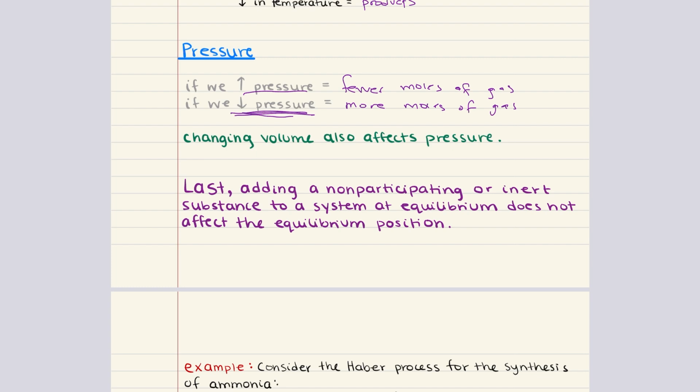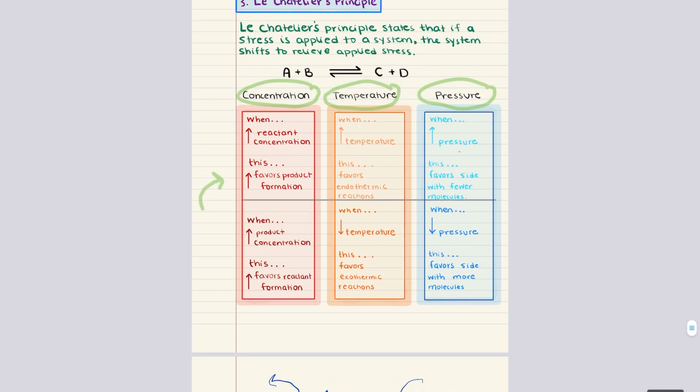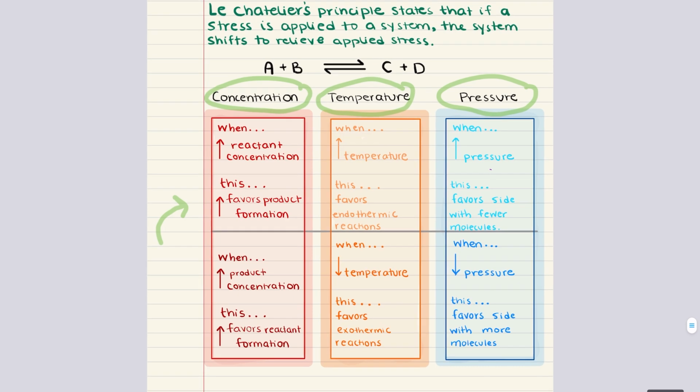So there you have it. We've discussed changes in concentration, changes in temperature, and changes in pressure. Now, one more note. Adding a non-participating or inert substance to a system at equilibrium will not affect the equilibrium position. So to summarize, let's go back to this table and quickly discuss what happens when we change concentration.